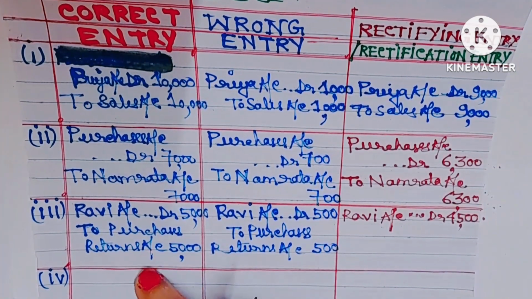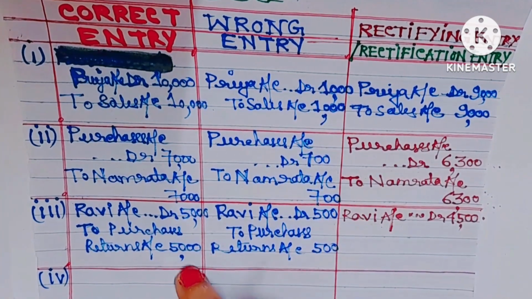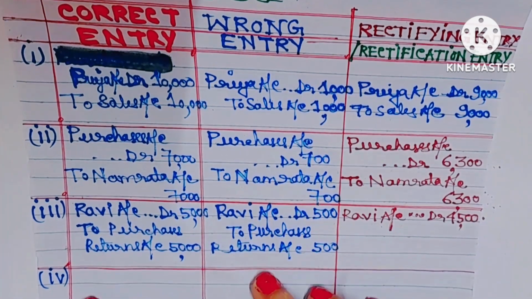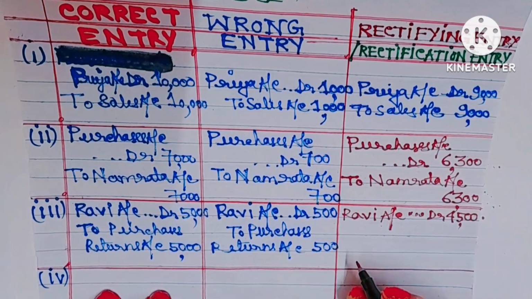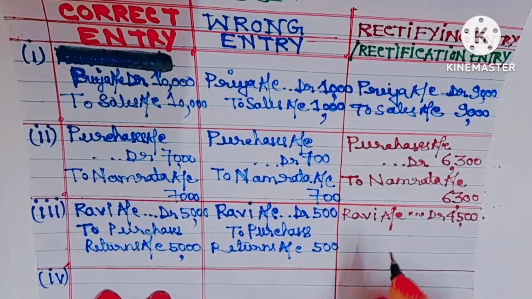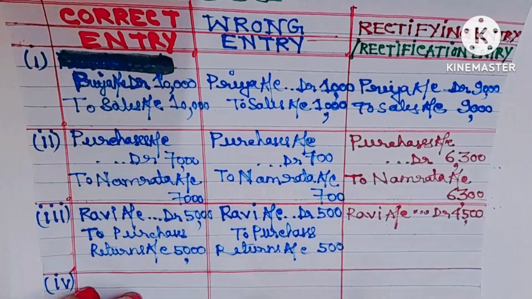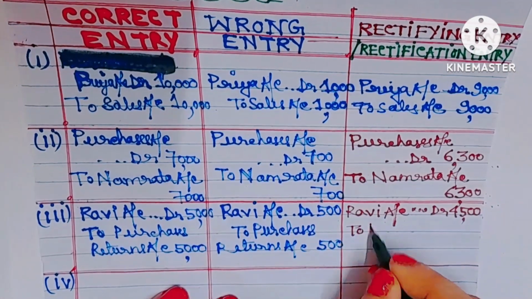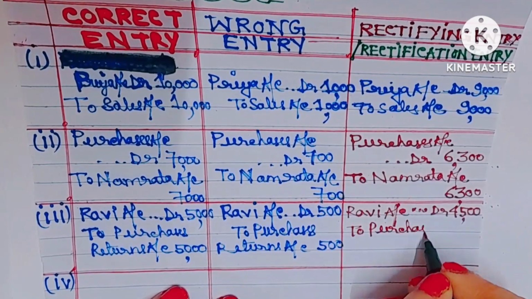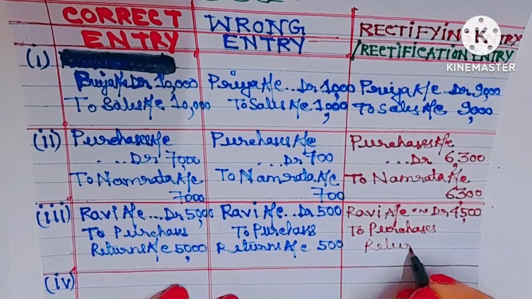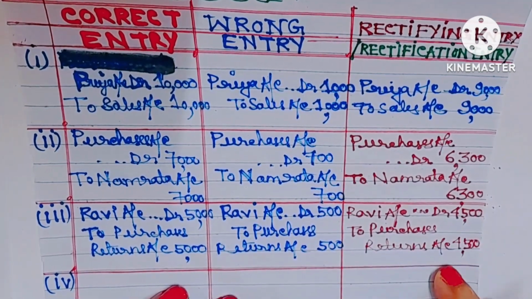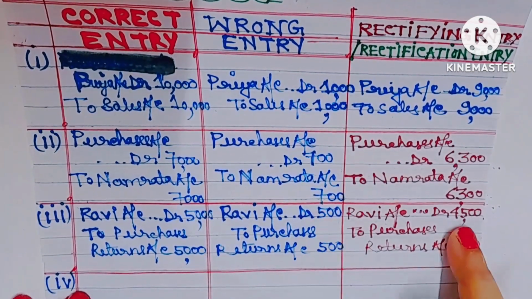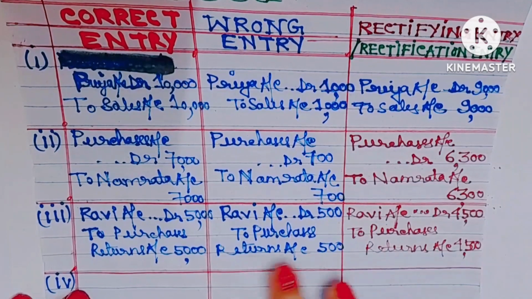So on the credit side, in the correct entry, to purchases returns account rupees 5,000. And on the credit side, in the wrong entry, purchases returns account rupees 500. So 4,500 has been recorded less. So we have to increase it. To increase the amount, we do not have to reverse the entry. We have to write the same entry on the same side. So we have to write to purchases returns account 4,500. Why 4,500? Because this is the differential amount. See, 500 plus 4,500 will give you 5,000. So the wrong entry has been rectified.